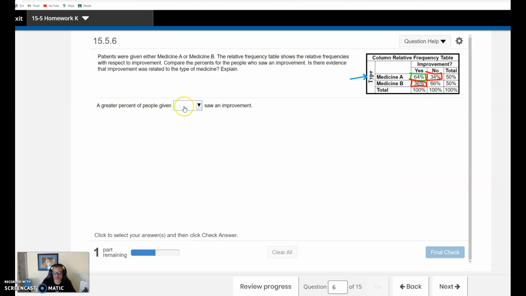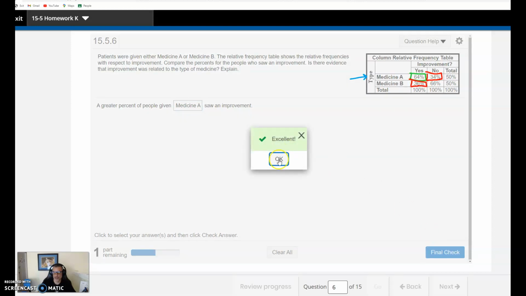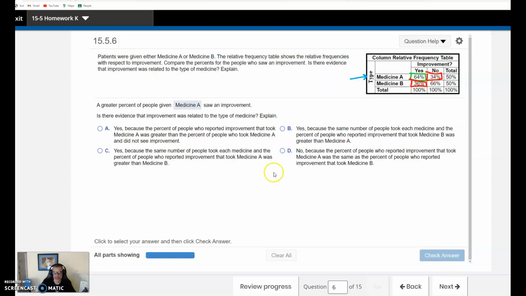A greater percent of people given which medicine saw an improvement? Well, that'd be medicine A, because 64% improved, whereas only 36% improved with medicine B. Got it? Is there evidence that the improvement was related to the type of medicine? Absolutely. Again, I haven't even read the responses, but yes. We know by looking at this table that if you took medicine A, you had a 64% chance of improving. So I'm going to go ahead and cross off this one because it's no, and then I'll read through these.